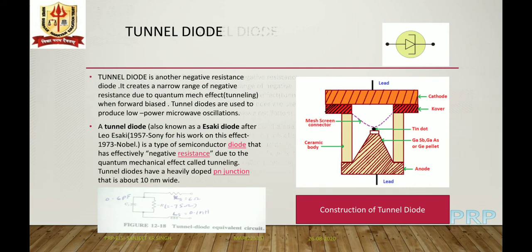The tunnel diode is another negative resistance diode, as it creates a narrow range of negative resistance. This is due to the quantum mechanical effect, that is tunneling, when forward biased. Tunnel diodes are used to produce low power microwave oscillations or amplifications as well.